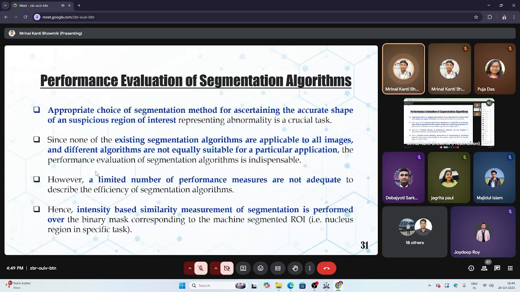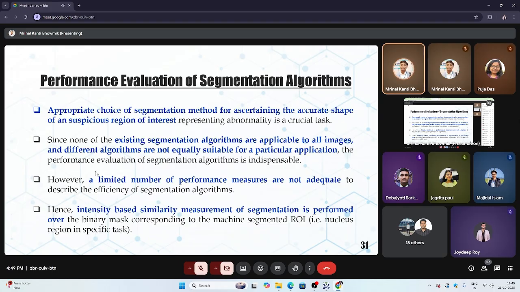The next topic is the performance evaluation of segmentation algorithms. Appropriate choice of segmentation method for ascertaining the accurate shape of a suspicious region of interest representing an abnormality is a crucial task. None of the existing segmentation algorithms is applicable to all images, and different algorithms are not equally suitable for a particular application. However, a limited number of performance measures is not adequate to describe the efficiency of any segmentation algorithm.